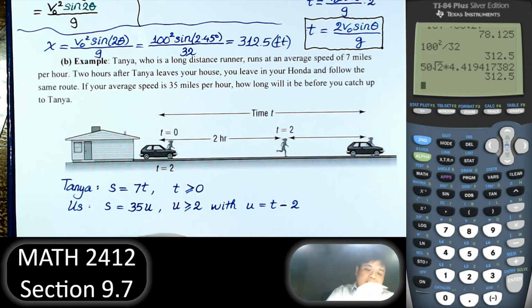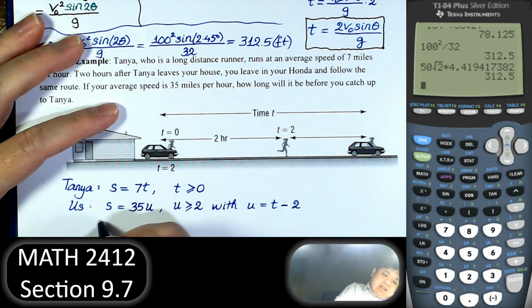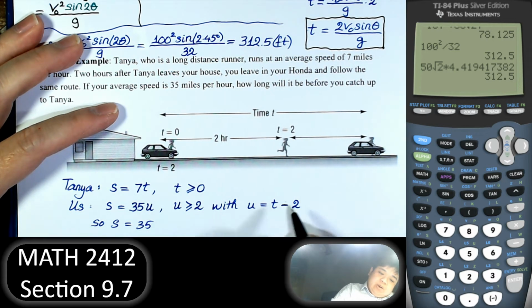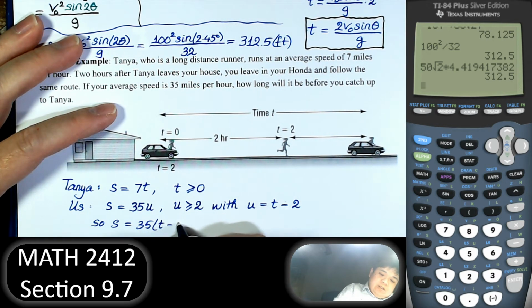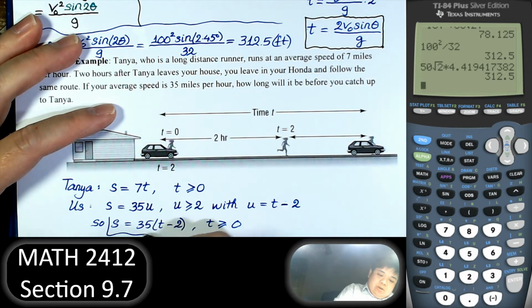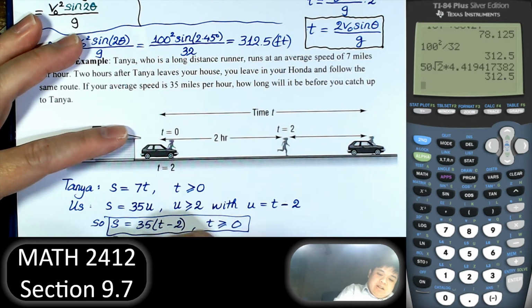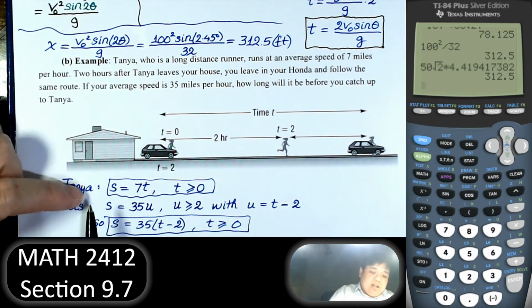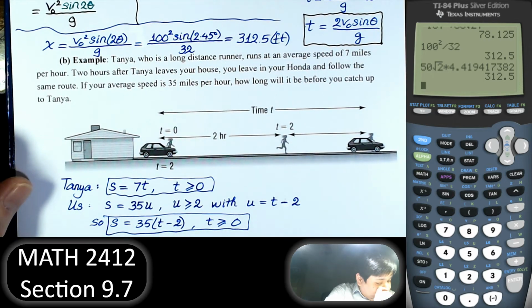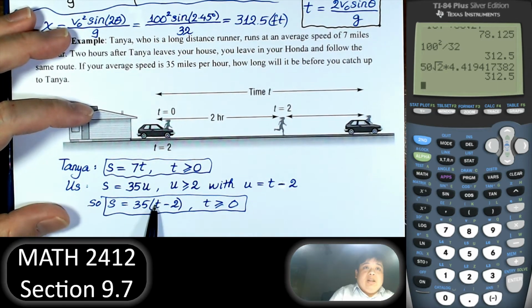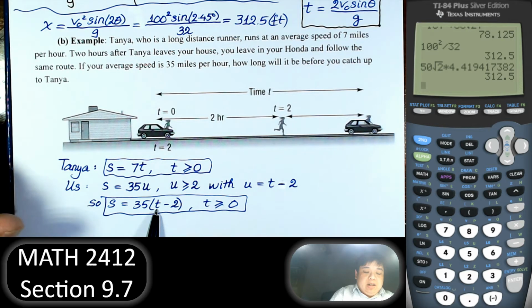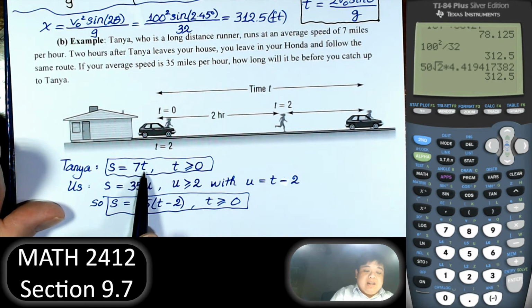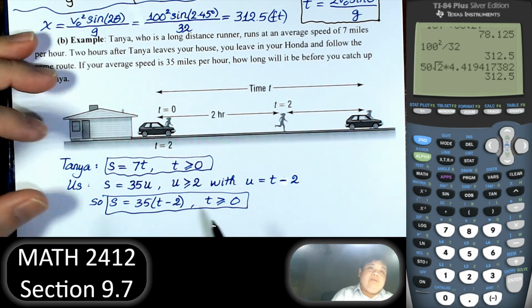So we substitute back in here. S is equal to 35. U is equal to T minus 2. In this case, T is greater than or equal to 0. So this is the speed of us. I mean the distance that we travel. And this is the distance that C ran, right? Because the time here is 2 hours later, so they have to be less than that time. So that's what we have.